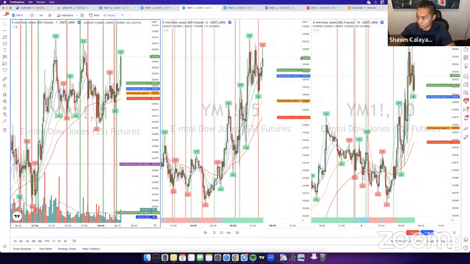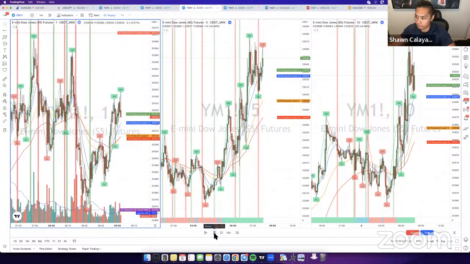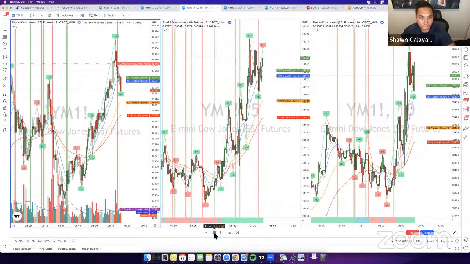Let's see, question from Song. Song's asking if 1134 can be considered an entry for a momentum scalp variation or a momentum scalp. So let me go over there real quick and I'll just move forward a little bit. So Song's asking about 1134.